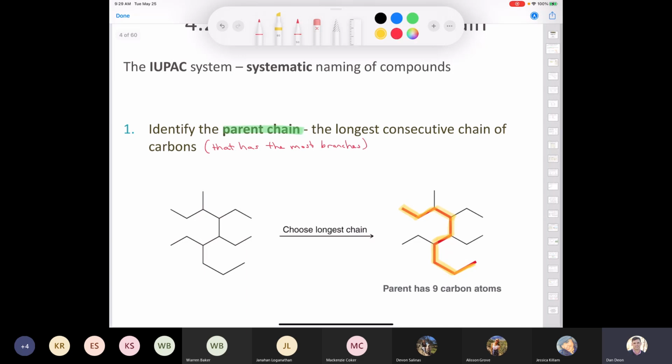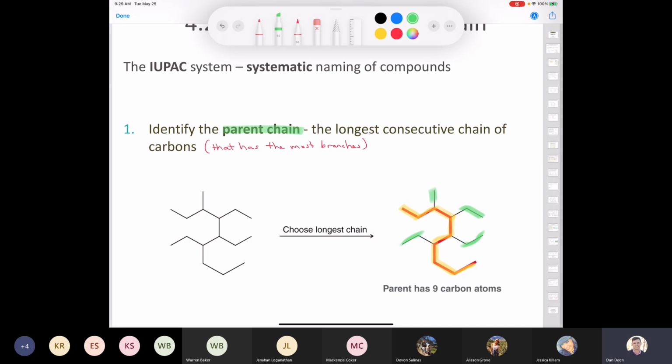Anything that's not part of the main chain is a branch, this is a branch, this is a branch, this is a branch. So again, if you had a tie in terms of the longest carbon chain, you would take the one that has the most branches.